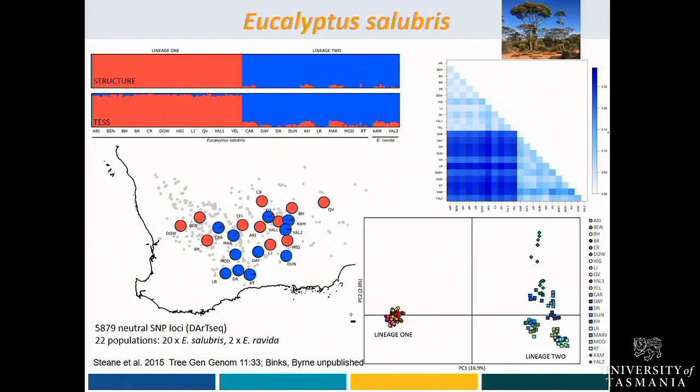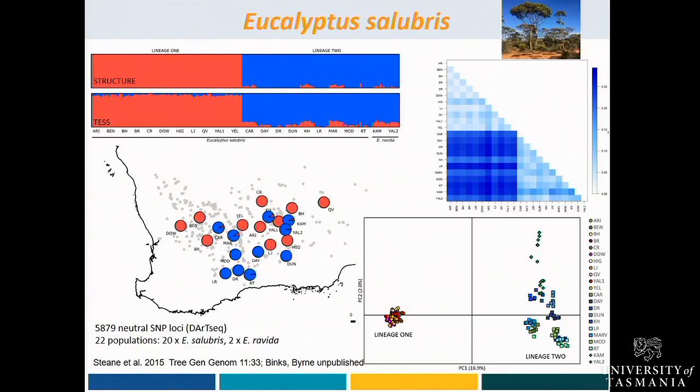So Eucalyptus salubris, that's gimlet, has a lovely coppery bark. It's widely distributed through the semi-arid zone in WA, and we were doing an adaptive genetic study on this species and came up with two lineages. So here's lineage 1 and 2. We originally only had 9 populations. We've brought it up to 22 populations, and also included 2 populations of Eucalyptus ravida, which is a related species. The only difference is it has glaucous stems, so it's a glaucous form, but recognised as a different species. And we kept the same 2 lineages.